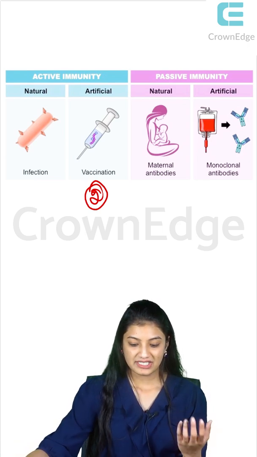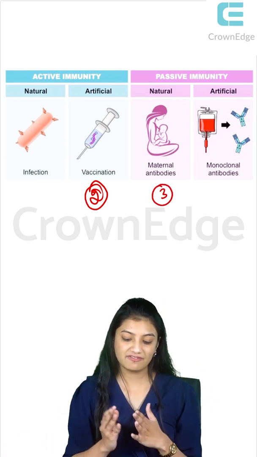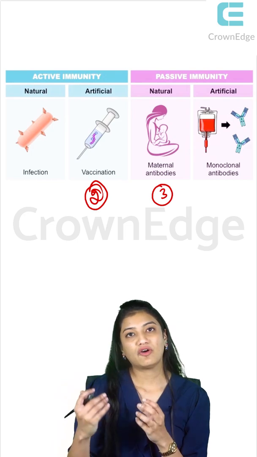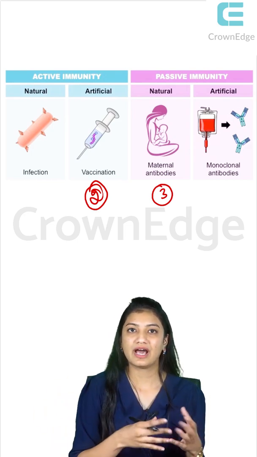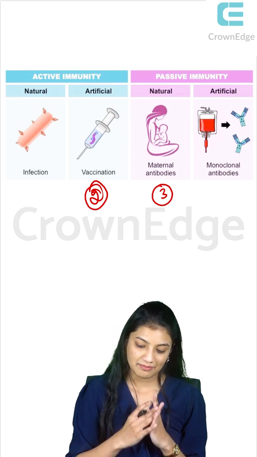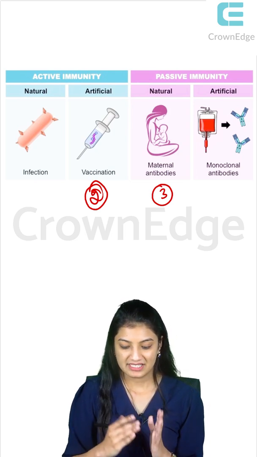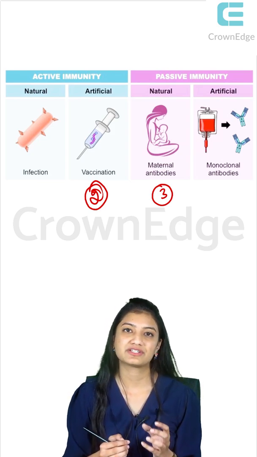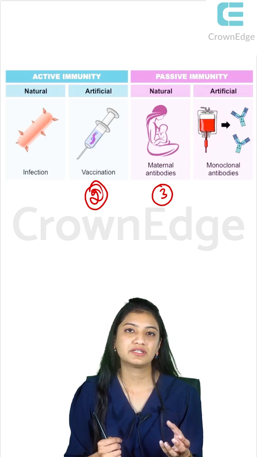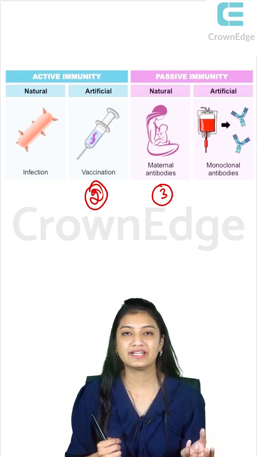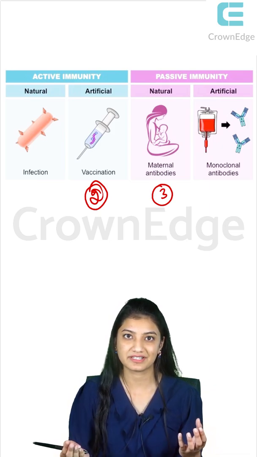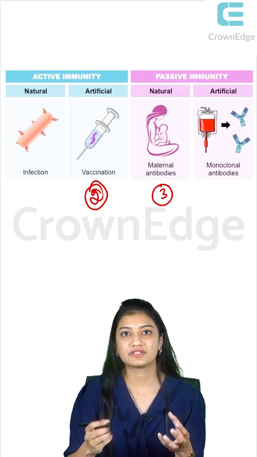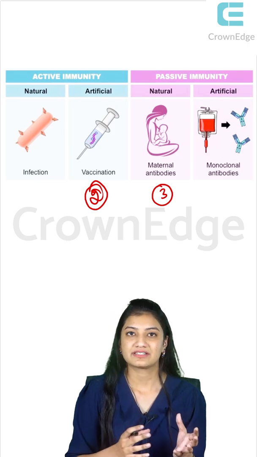The other type of immunity is passive immunity. Passive natural immunity is what we receive from the mother. The transfer of maternal antibodies to the fetus is called passive natural immunity. Similarly, passive artificial immunity is used especially in patients who are immunocompromised. We cannot introduce antigen into their body and expect them to produce antibody to fight against it. So directly they will introduce monoclonal antibodies into the patient's body, and that fights against the infection.